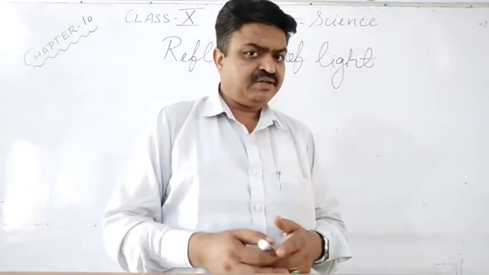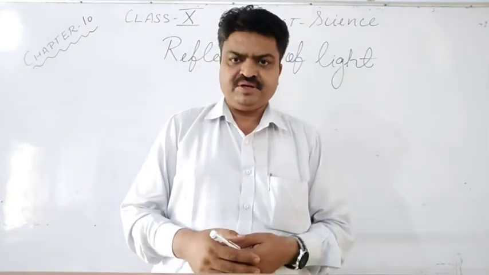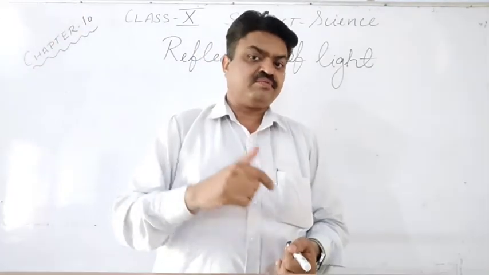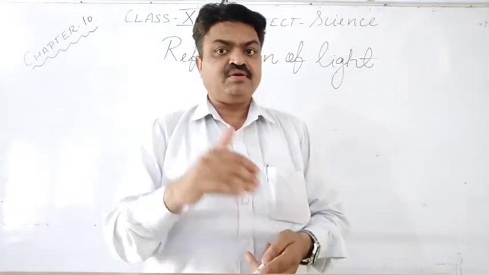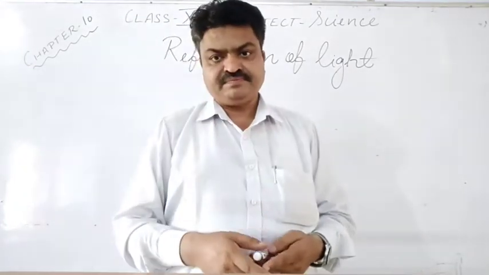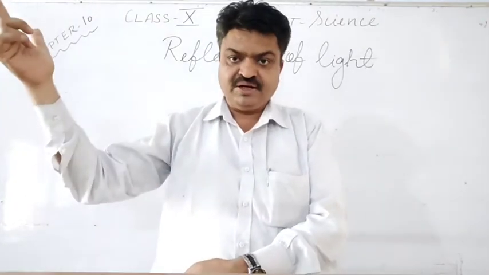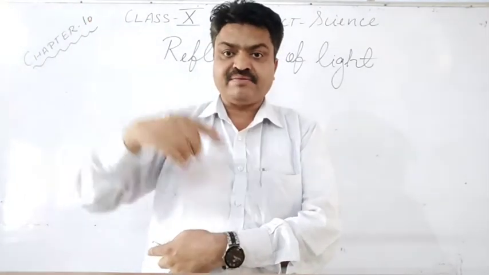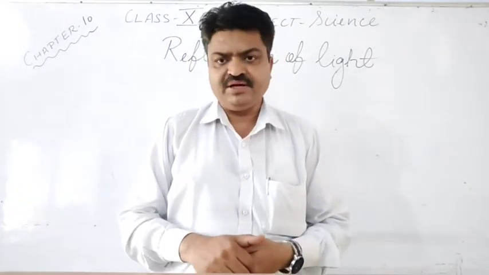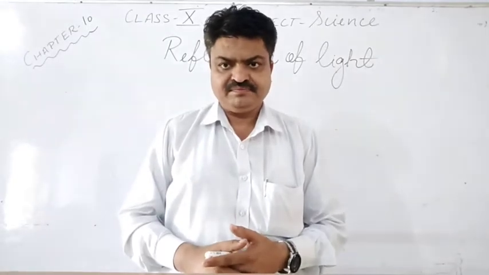First, what is reflection, students? It is the natural phenomenon when light falls on a particular object from the source or from a luminous object, then it is bounced back. Like the light falls from the source of light and it is bounced back. That bouncing back of light is known as reflection of light.